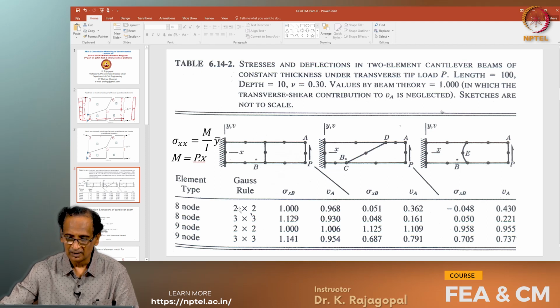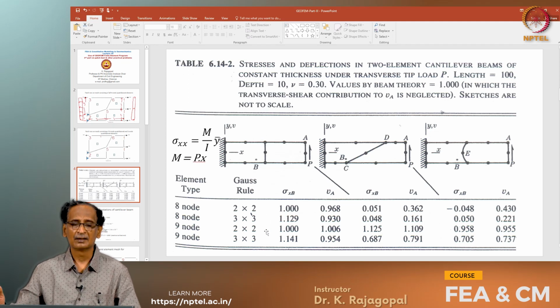When you have 2 by 2 integration, the displacement is only 36% of the actual result, and if you use a higher order of integration, 3 by 3, it is even worse, 0.161. The same thing happens with this curved edge, the solution is very bad. But if you have this 9 node element with a 2 point integration, it is not bad.